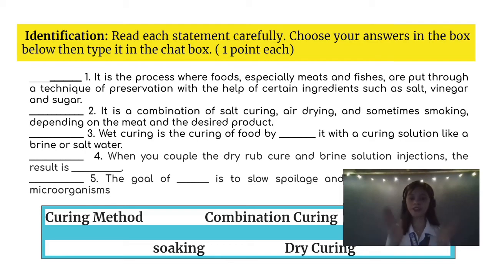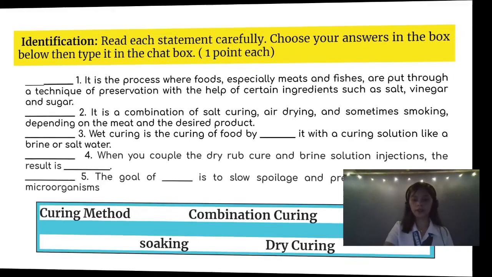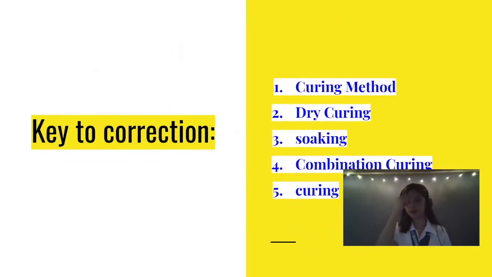Okay, time's up. Let us check your answers. Here is the answer key. Number one is curing method. Number two is dry curing. Number three is soaking. Number four is combination curing. And number five is the curing. As I can see, you all got it correct. Very good. It seems that you all understand our topic for today.